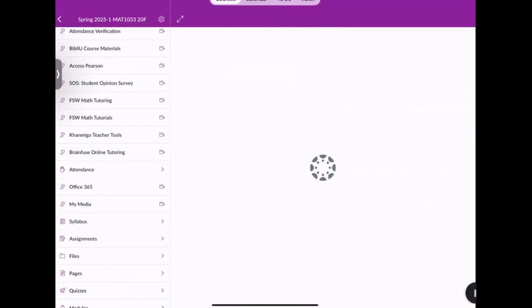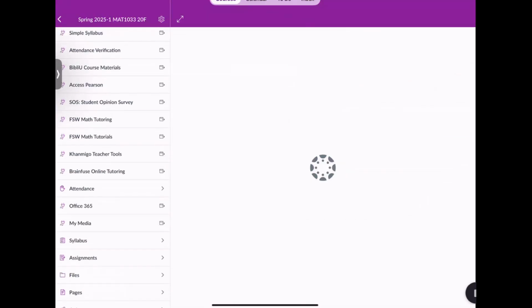When you're done with that, you go to Access Pearson. And then when you click on Access Pearson, it's going to ask you to log in. So log in with your username and password, which is most likely your FSW Bucks. Now, if you never had an account there, so for the students that are here for the first time, you have to create an account. So click on Create an Account, use your FSW email, create a password. When you get in, it's going to ask you for an access code.